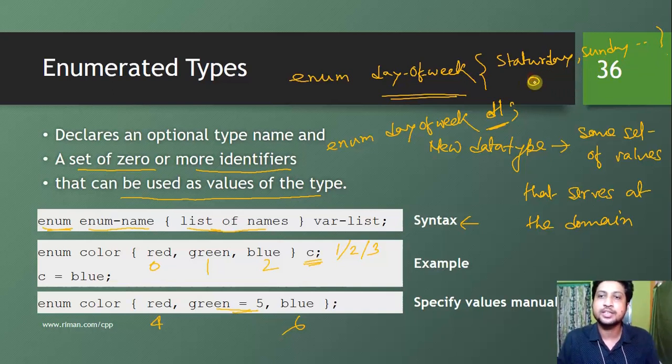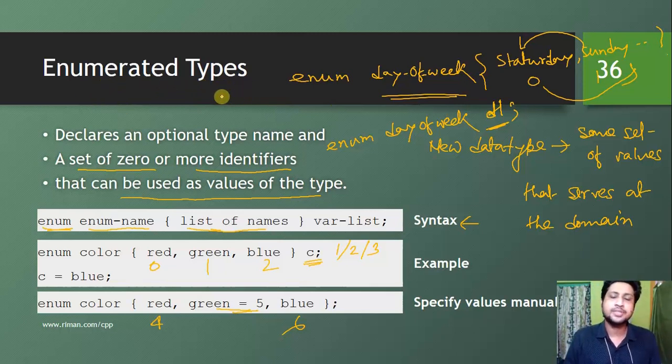So Saturday will be treated as 0, 1, and if you want Sunday to be treated as 0, just put Sunday here and Saturday at the end. So this way enumerated data types actually work, and they are sometimes very helpful.